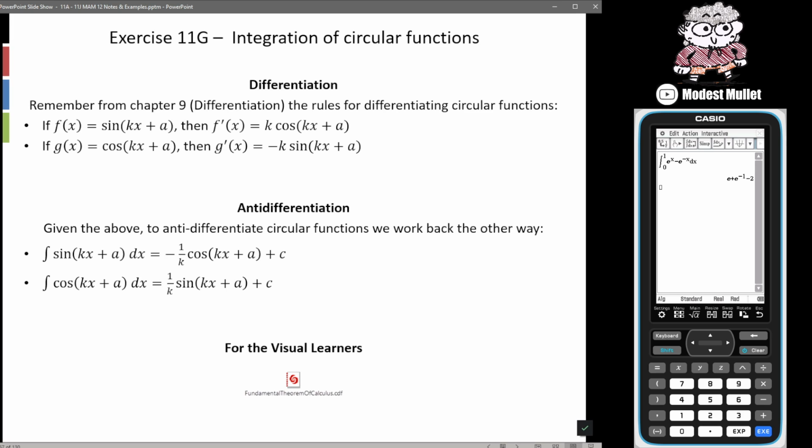Also, because this should be a fairly quick video, I will also try and throw in having a look at doing this on the CAS calculator, and in particular the Casio ClassPad, because it's a little bit different to the TI Inspire.